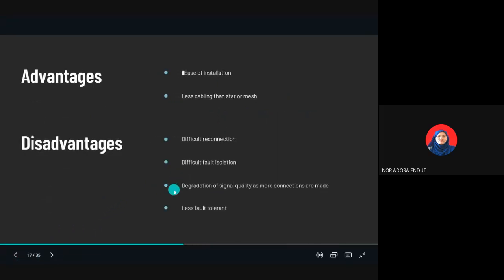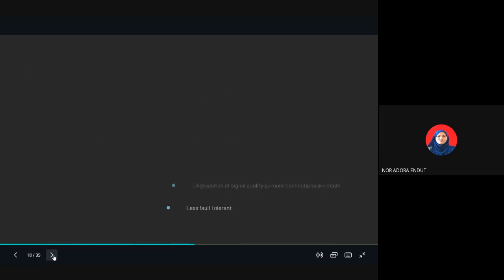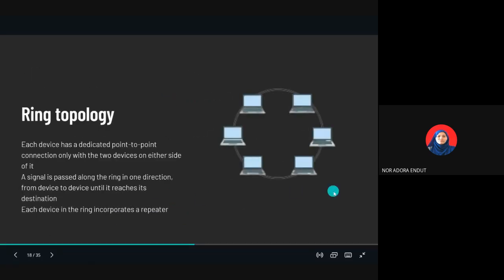Alright. Then degradation of signal quality. Sebab kamu share satu, kemudian tap. Jadi semakin banyak station yang tap kepada the backbone, you will have lower quality of signal lah. And it is less fault tolerant. So again, lagi banyak disadvantage kalau kamu tengok berbanding dengan mesh tu. So dia pun dah obsolete. Okay, kurang digunakan.